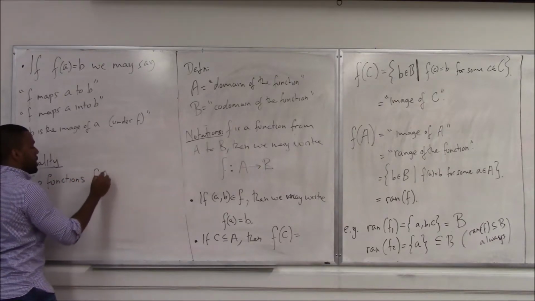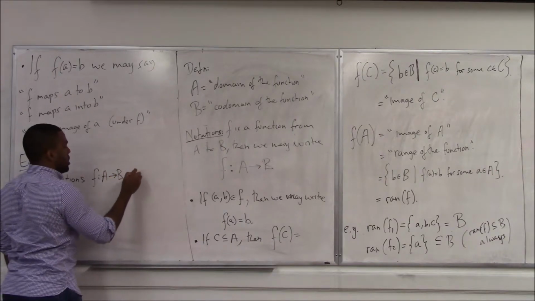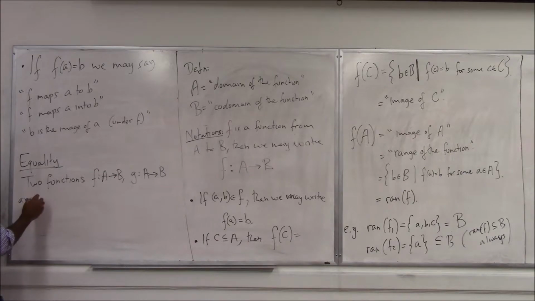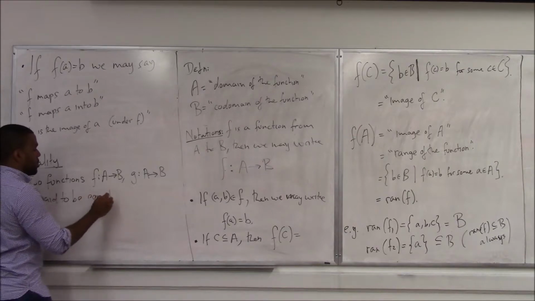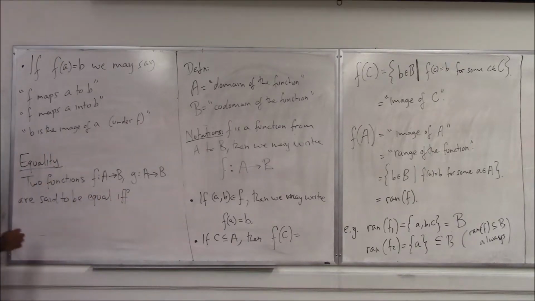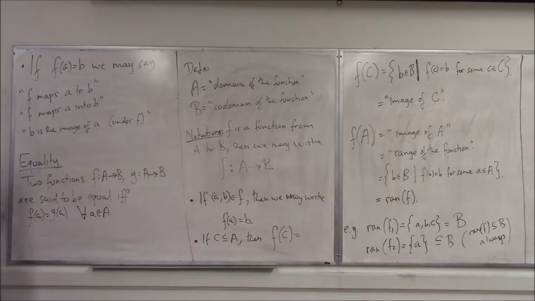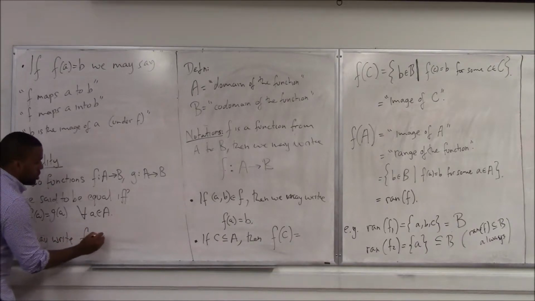Two functions, f from A to B and g from A to B, are said to be equal generally if f of a equals g of a for all a. So for each corresponding input, their outputs will be the same. And here f equals g in this case.